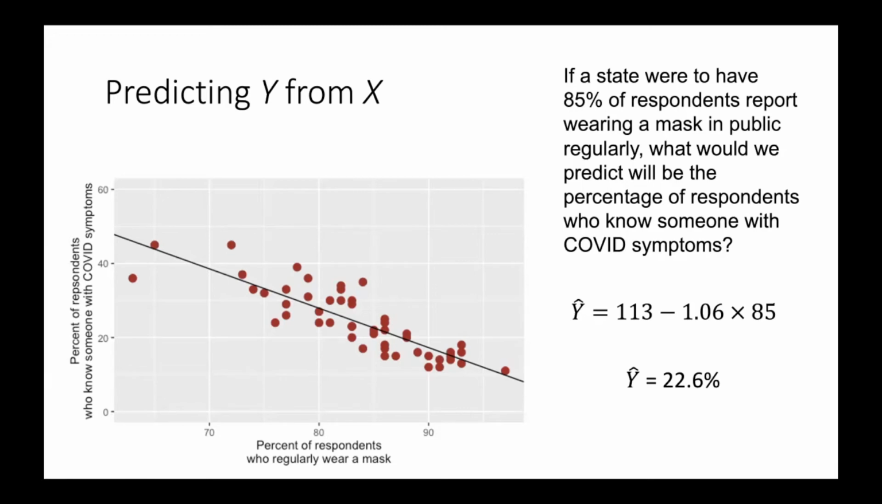Well, in this case, we can simply insert the value of 85, corresponding to 85% of respondents wearing masks, into our regression equation and calculate that the fitted value of y in this case, or the predicted value of y, would be equal to 22.6% of respondents knowing someone with COVID symptoms. We can visualize this from the line. Here we have 85%, and the line predicts a value of about 23%.